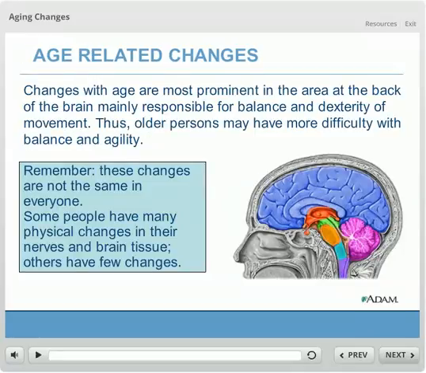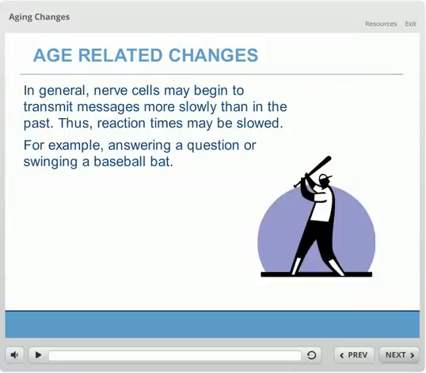Changes with age are most prominent in the area at the back of the brain, mainly responsible for balance and dexterity of movement. Thus, older persons may have more difficulty with balance and agility. Remember, these changes are not the same in everyone. Some people have many physical changes in their nerves and brain tissue. Others have few changes. In general, nerve cells may begin to transmit messages more slowly than in the past. Thus, reaction times may be slowed. For example, answering a question or swinging a baseball bat.